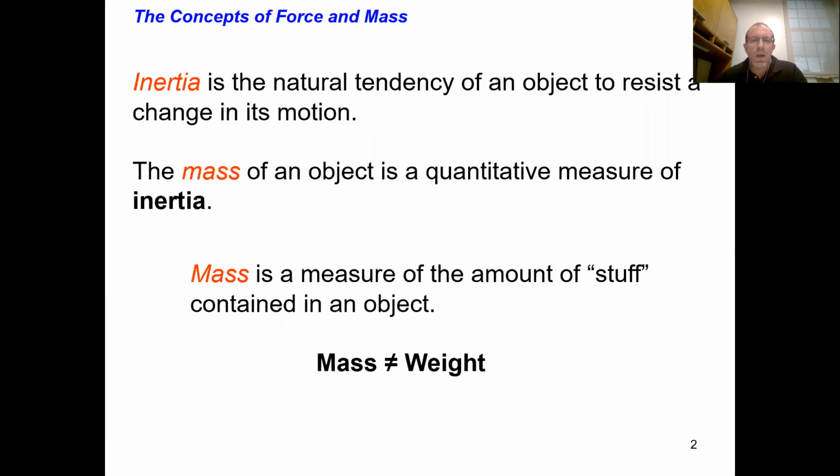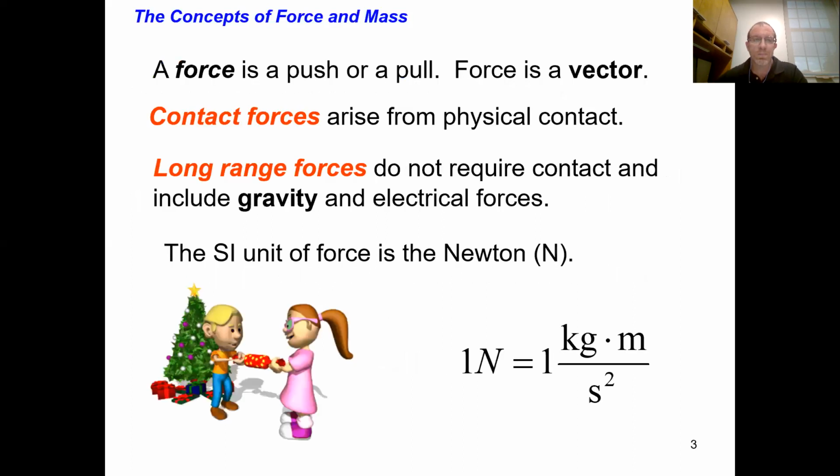All right. So what is it exactly that mass measures besides just the amount of stuff? Well, an object's mass gives us an idea of how much inertia it has. And inertia is just resistance to change in motion. The larger something's mass is, the more inertia it has, the more resistant it's going to be to a change in its motion.